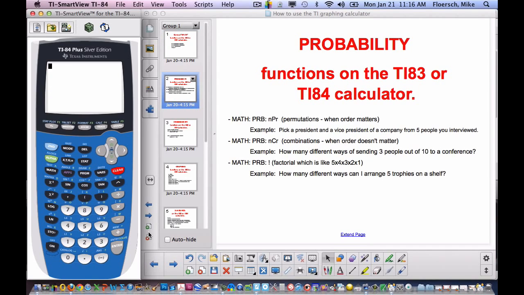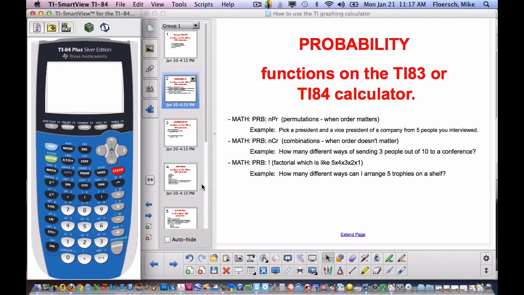Now let's talk about probability and how to use the calculator for the probability functions on a TI-83 or 84. A couple of things we want to look at. There are nPr, or permutations, versus nCr, which are combinations, versus factorial. Permutations are when order matters, and nCr is when order doesn't matter.